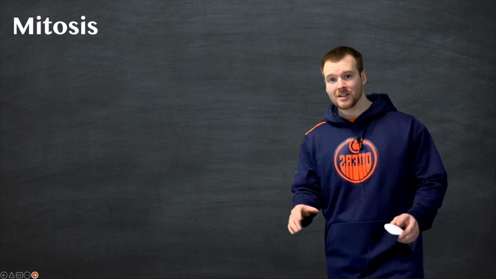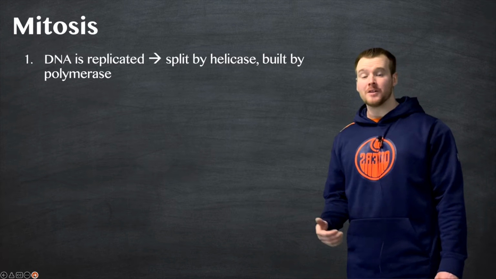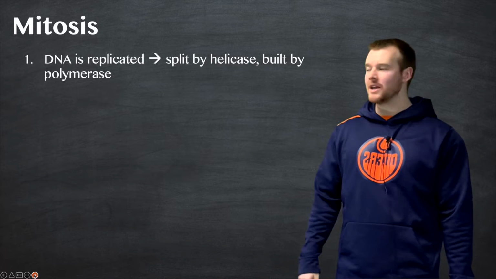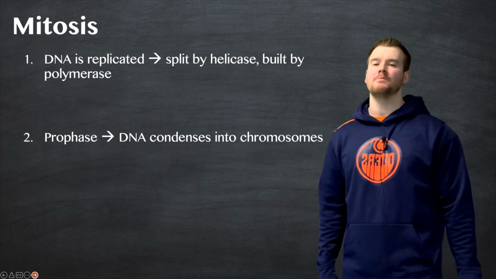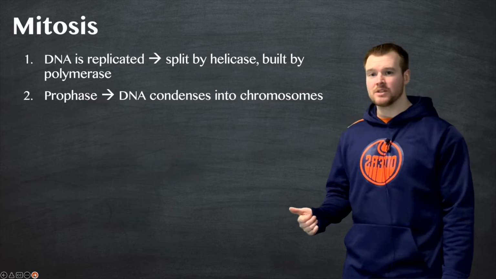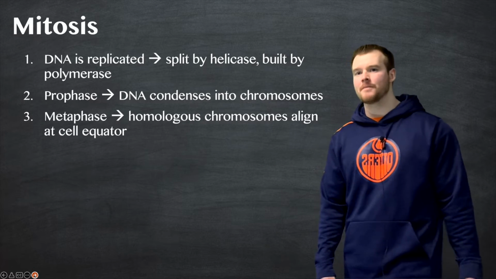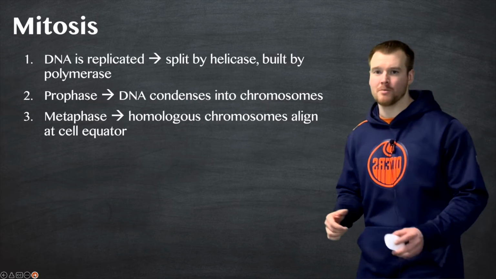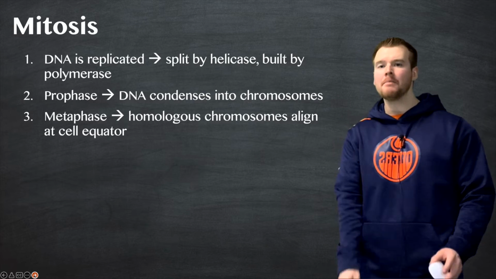Now there were some other words there that we should probably write in our notes, so let's put those into the notes here. So first, DNA has to be replicated for step one, split by helicase, and then polymerase is going to add those base pairs. Prophase was the first part of mitosis where DNA condenses into chromosomes. Metaphase was where homologous chromosomes align, so that means ones that have the same traits are lined up.